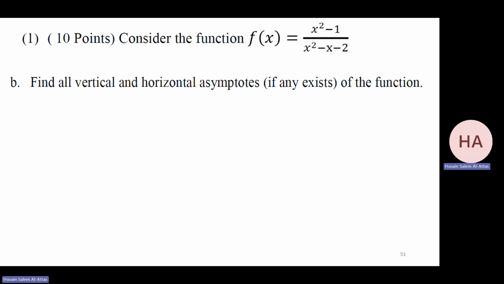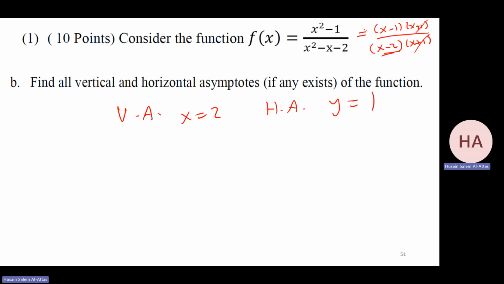Yeah, this is an easy one. Rational function. This will be x minus 2, x plus 1. Clear. Vertical asymptotes. We have x equal 2, since this is cancelled, so this is the only one remaining. Horizontal asymptote, same degree, so y equal 1.